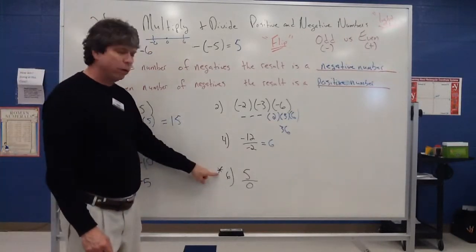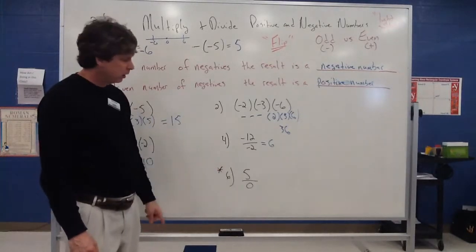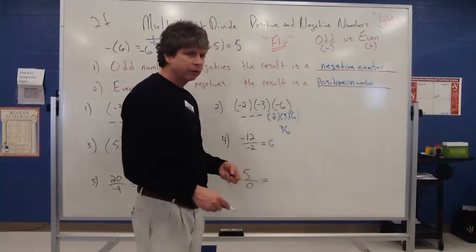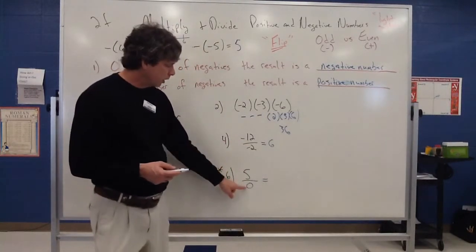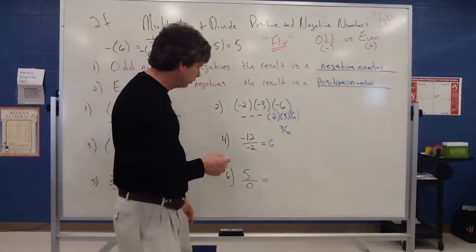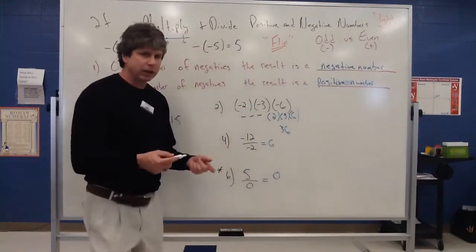In case you don't, I throw a little asterisk out here every once in a while. This usually means to kind of watch out. 5 divided by 0, this really has nothing to do with positive and negative numbers. We're actually having something really strange going on. We're dividing by 0. So some people say, well, 5 divided by 0 is 0. But remember, though, it has to check out.